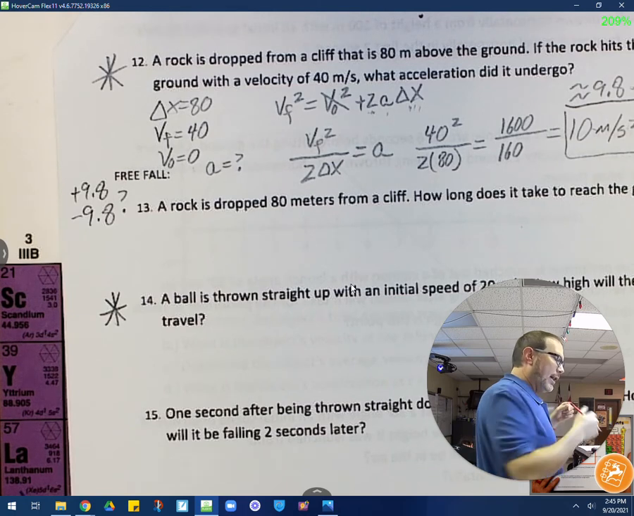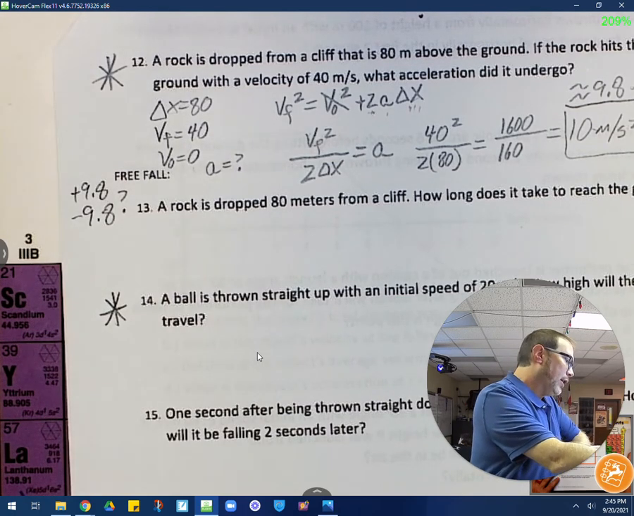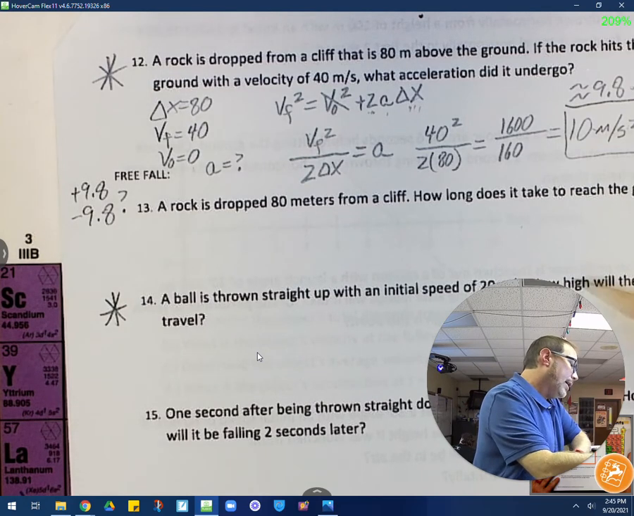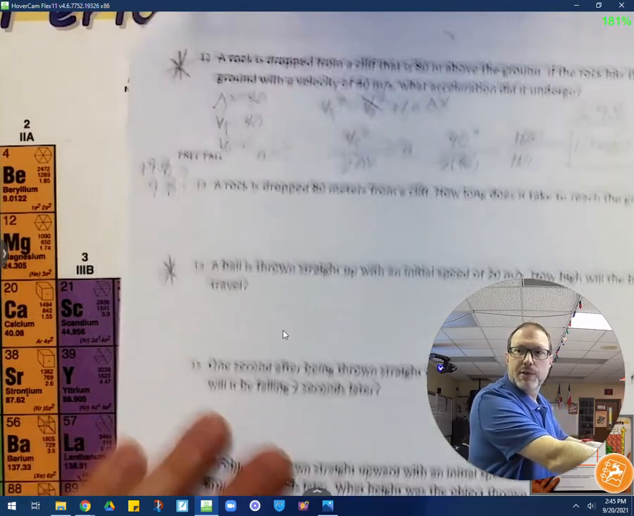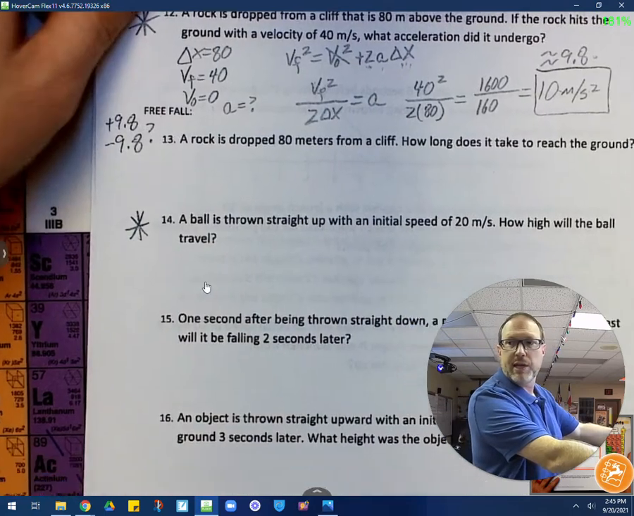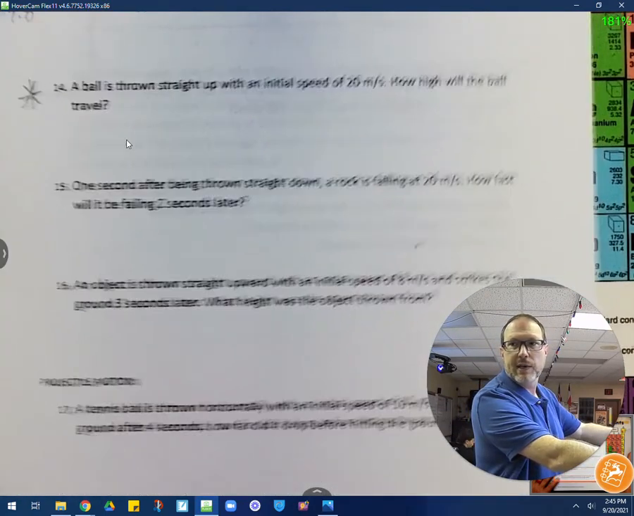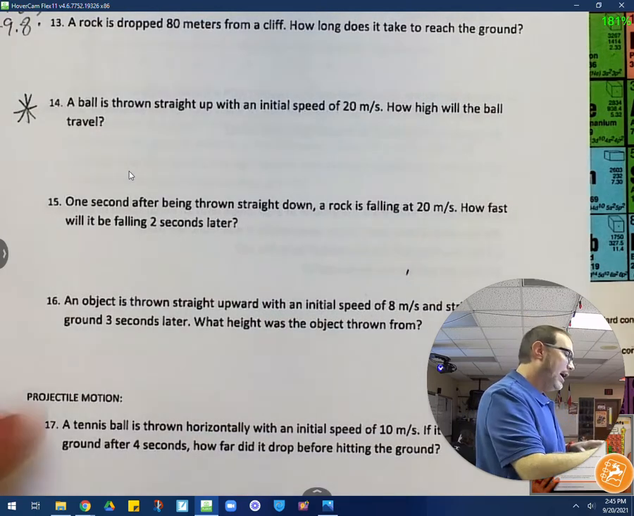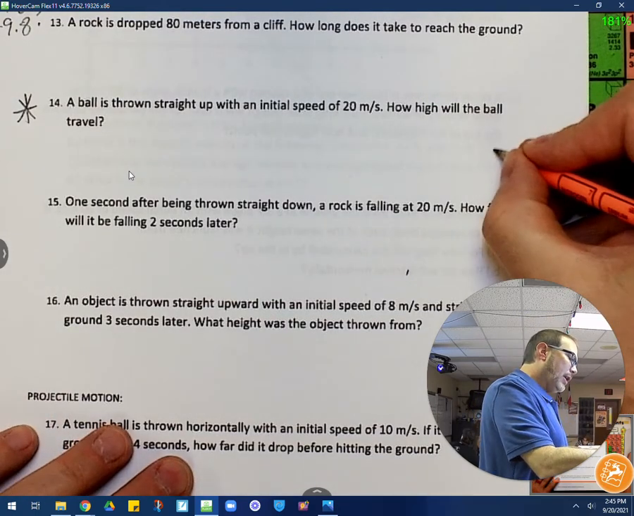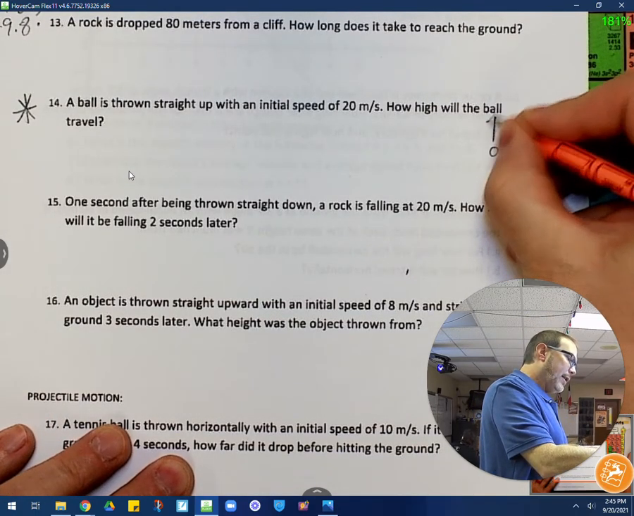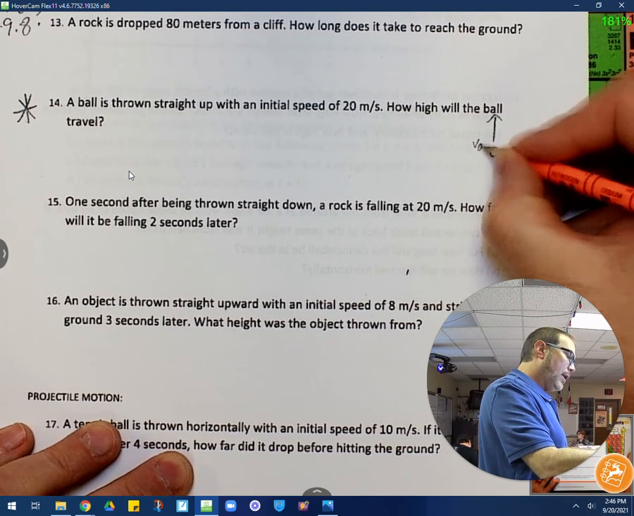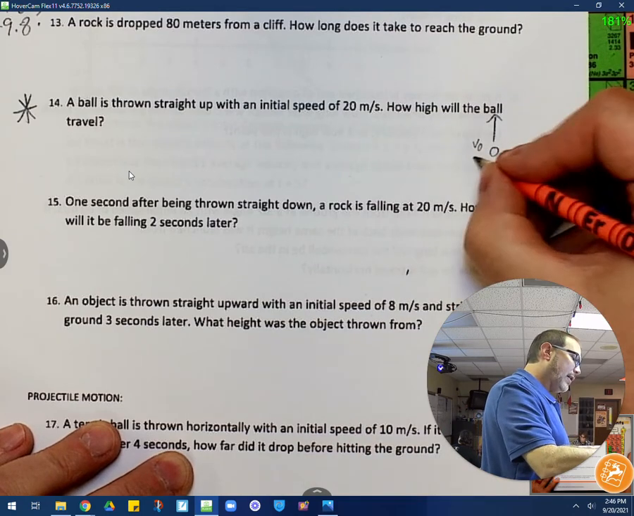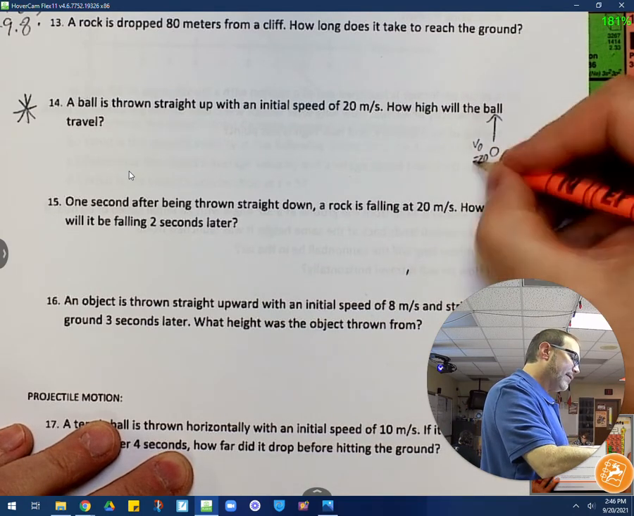Okay? And let me help you with this. If you take a look at number 14, for instance, which is the one that I've got for us to do here. A ball is thrown straight up with an initial speed of 20 meters per second. So how high will the ball travel? Picture this for a minute. The ball is starting up by going up, right? So its initial V0 is going to be 20, right? And it's going to be positive.